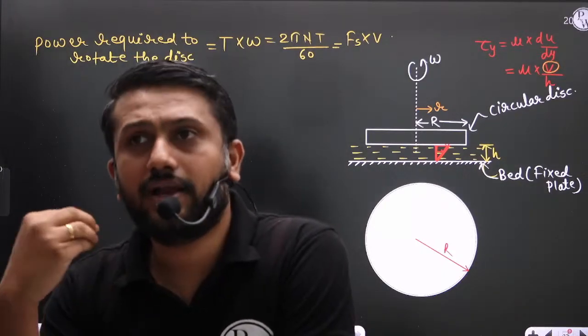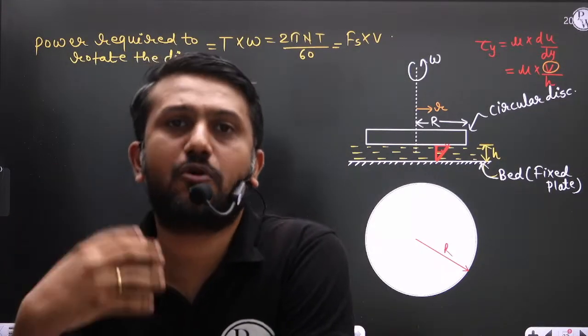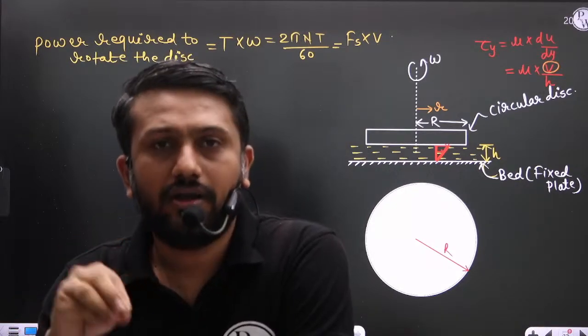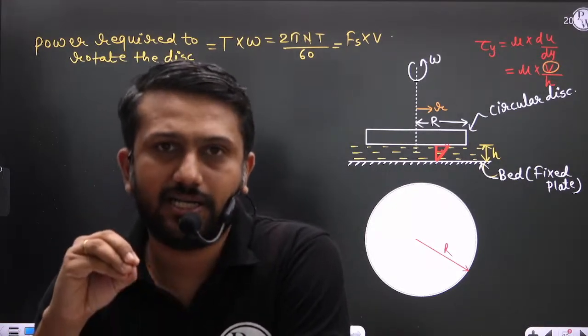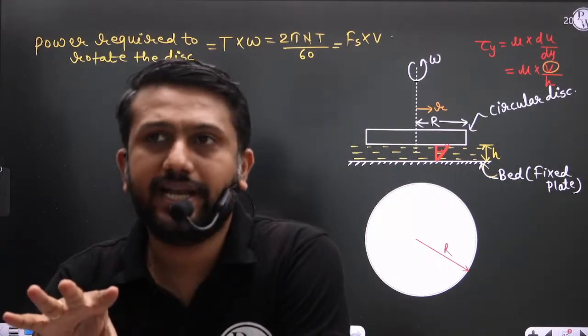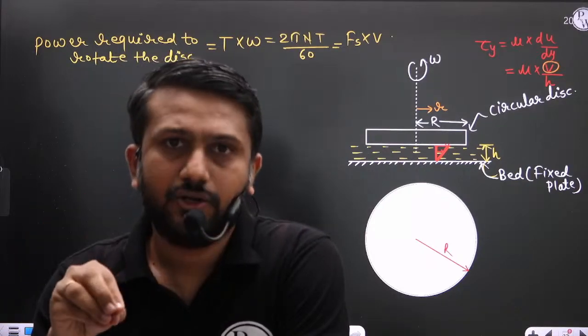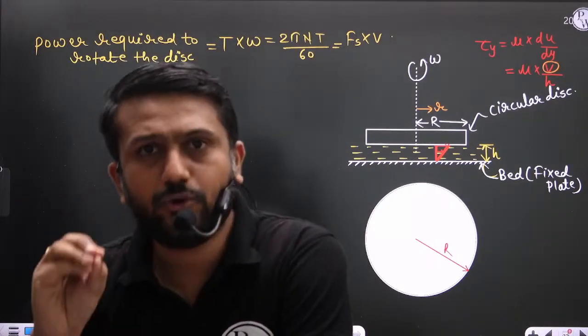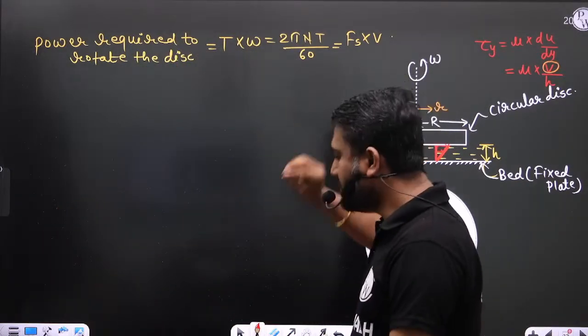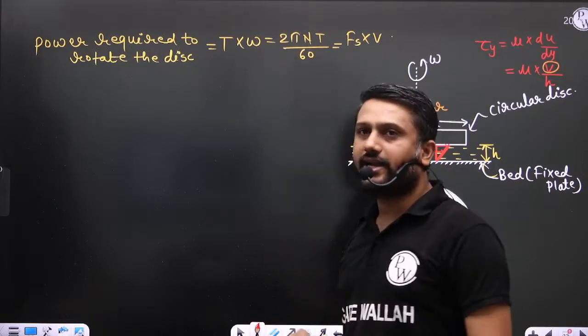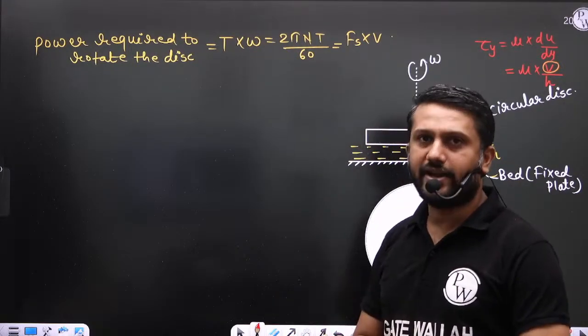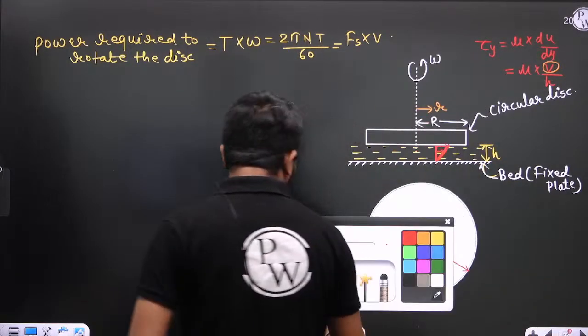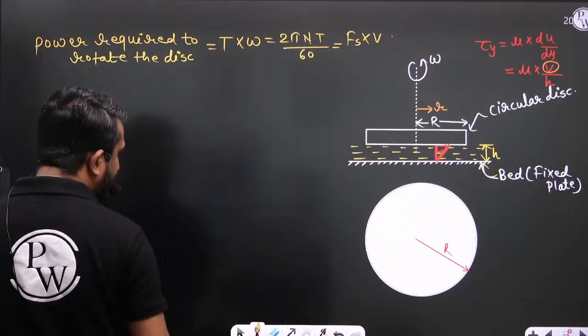Is it fine? Or first calculate the small elemental torque and perform the total integration, and once total torque is calculated, then you can find out the power. Okay, so first calculate the small elemental shear force.